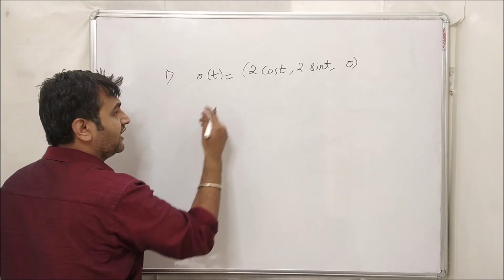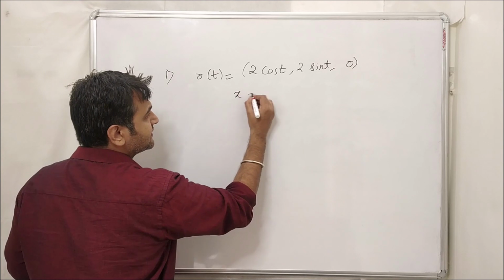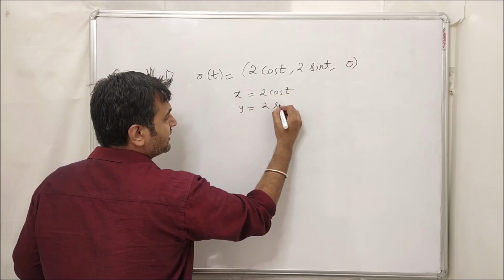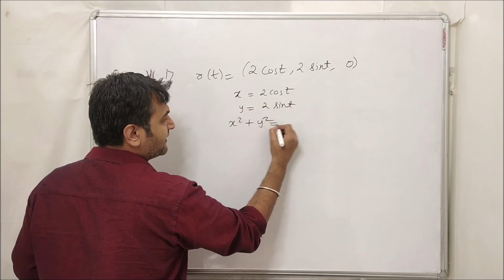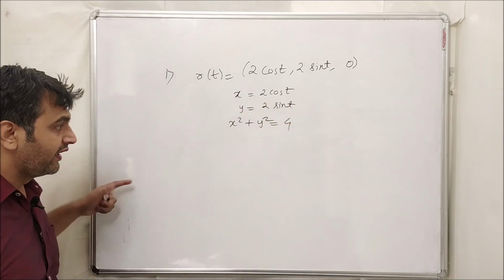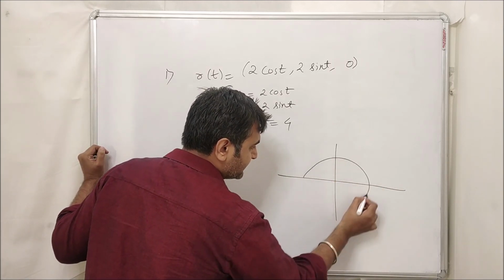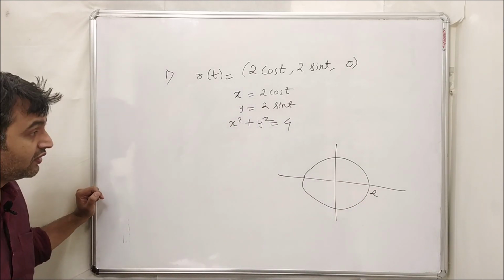Because from here you can see, if you don't know this is a circle, how to derive? You see your x is nothing but 2 cos t, your y is nothing but 2 sin t. If you square and add them, you get x squared plus y squared equal to 4. And one can see that this is nothing but the circle of radius 2, right?